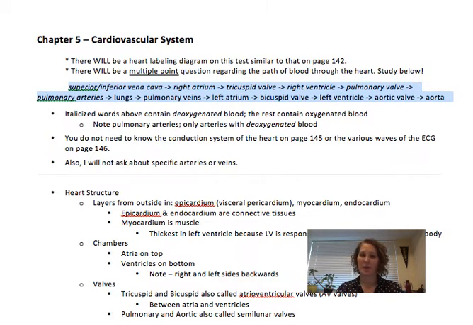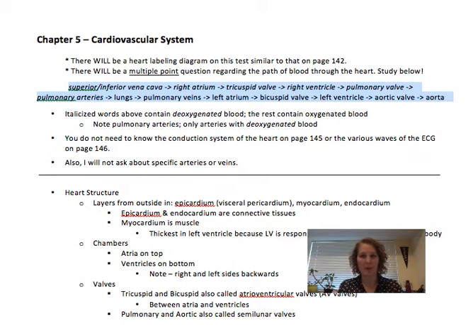Then it's going to move from the right ventricle to the pulmonary valve, out to the pulmonary arteries and to the lungs. From the lungs, it's going to return to the heart on the pulmonary veins, enter through the left atrium, travel through the bicuspid valve, and then down to the left ventricle. If you have that picture out in front of you, you could be following along right now. After it leaves the left ventricle, it will go through the aortic valve and out the aorta to the body tissues.